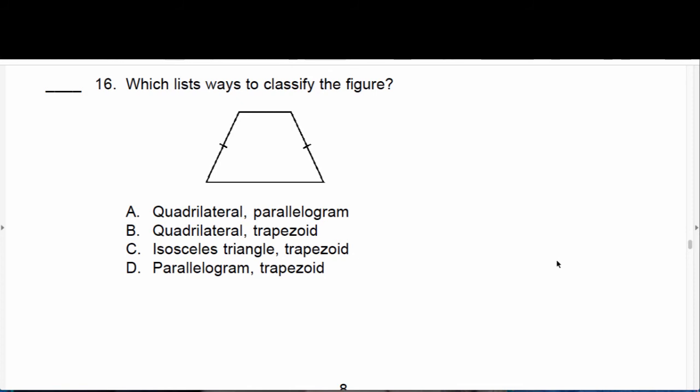Question 16. Which lists ways to classify the figure? A. It's a quadrilateral and a parallelogram. B. It's a quadrilateral and a trapezoid. C. It's an isosceles triangle and a trapezoid. D. It's a parallelogram and a trapezoid.